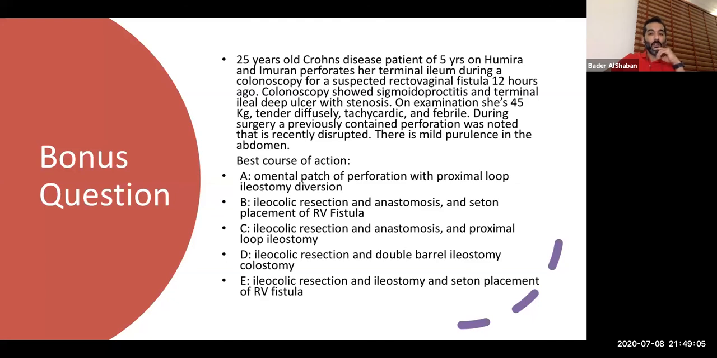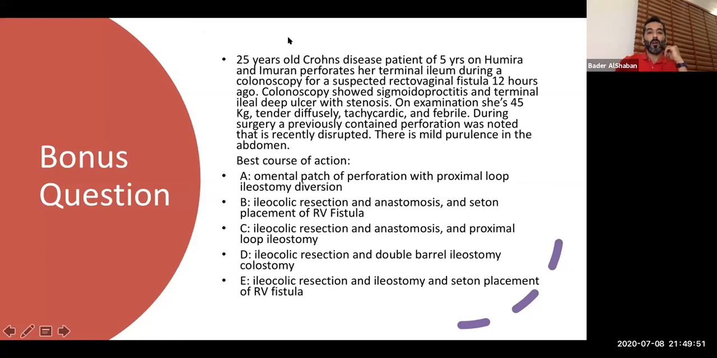On examination, she's 45 kilos. She's tender diffusely. She's tachycardic and she's febrile. During surgery, a previously contained perforation was noted at the terminal ileum. It is disrupted, and there is mild purulent fluid in the abdomen. I'm giving you 5 different surgical options on how you would want to manage this patient, and you may ask me or the patient, who's obviously not here, and I'll answer on her behalf any questions before you take a decision, Dr. Faisal.